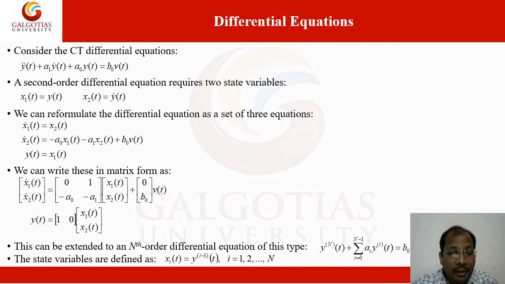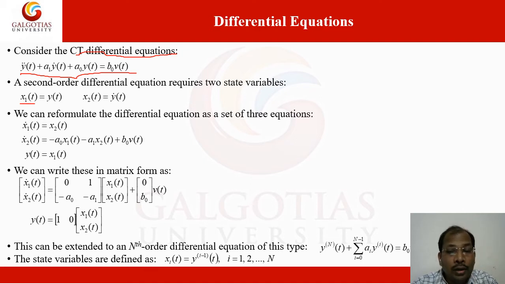Now come to the differential equation. Time domain systems can be obtained using differential equations, which is already discussed. In continuous time, CT means continuous time differential equation. Suppose this is the differential equation where A1, A0, B0 are constant values, Y is the output and VT is the input. Suppose we consider x1 of t as a state variable that is equal to y of t.